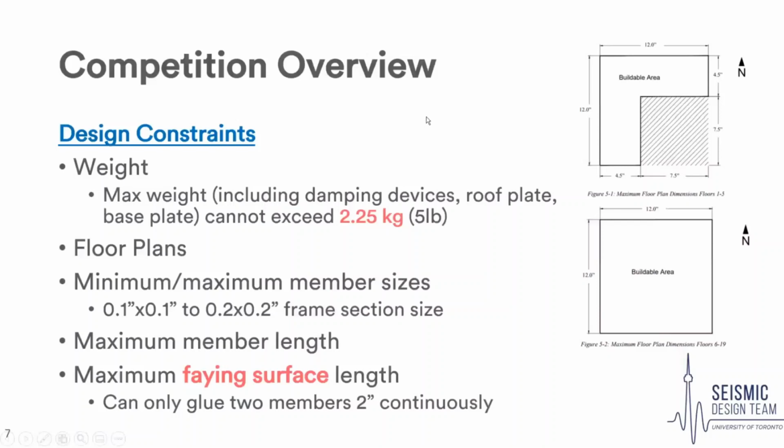We're constrained by the floor plans, which are given ahead of time, which you can see on the top right for last year. So you can see we had an L-shaped floor plan from floors 1 to 5, and then the square from floor 6 to 19. That just tells you what you can build within. So you can build smaller than that, but no bigger. You're constrained by things like minimum and maximum member sizes, maximum member length, and what's called a fang surface, which is just a really complicated way to say where 2 surfaces are glued together. And we'll see pictures of that later to make it more understandable.